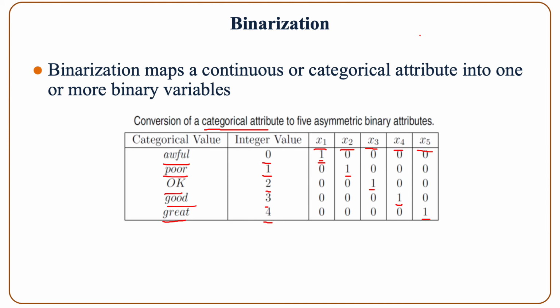So here we have encoded each categorical value by a binary vector. For example, awful is encoded as 1 0 0 0 0, and great is encoded as 0 0 0 0 1, and this is called the one-hot encoding approach.